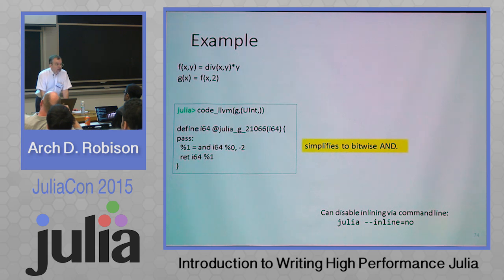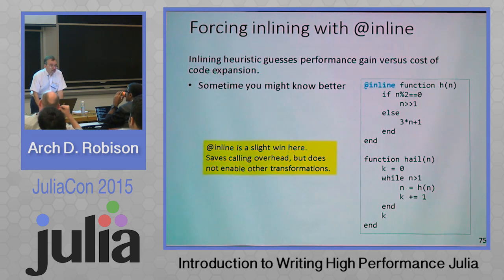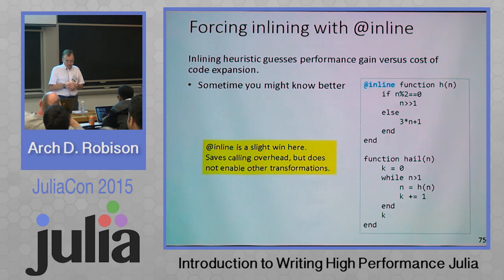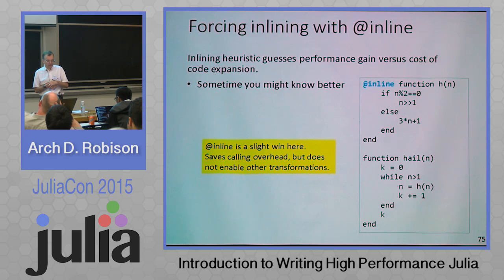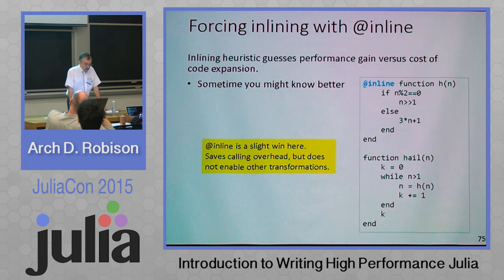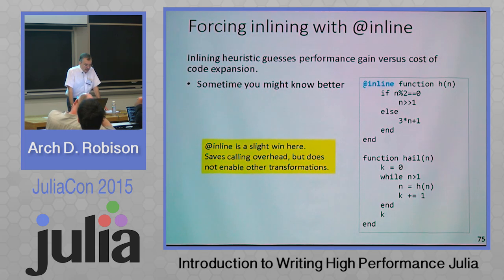Now, if you want to turn off inlining, you can do that from the command line with dash dash inline equals no. And I think you'd only want to do that if you're doing really detailed profiling of the call chains, but the code's going to run hideously slowly. You can also force inlining with the @inline macro, because currently in Julia, the compiler just has a heuristic that guesses whether inlining is going to be worth the cost of the code expansion. And sometimes you have your own ideas as to whether it's worth it or not. Maybe in one particular place, it's worth doubling the size of the code to save 10% execution, because that's the only place I'm going to double the size of the code. So in the earlier hailstone exercise, actually I found there was a slight win to apply the @inline macro.